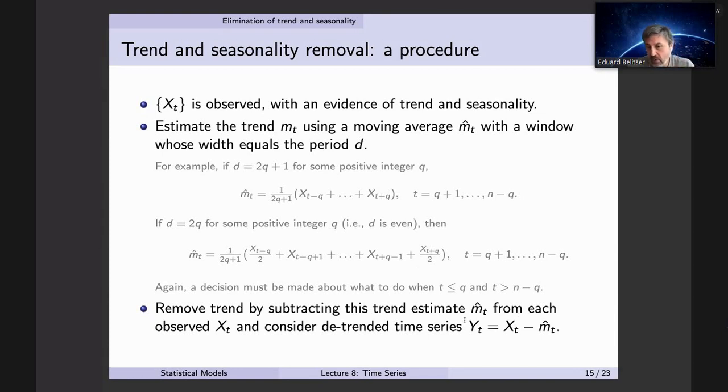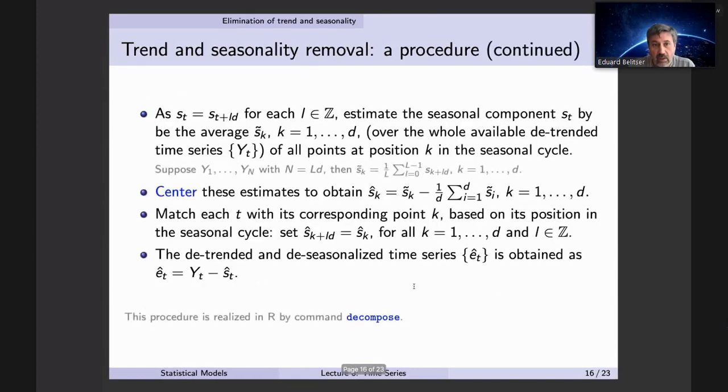Then we can simply estimate the trend, m hat, and then we can subtract that estimated trend. So the resulting time series is so-called detrended. We can detrend a time series by subtracting what we estimate. Of course, we still need to do something about the left and right ends. We have to decide how we estimate our trend in those parts. And then, when we detrend it, we use this detrended time series to estimate the seasonal component. That's the second step.